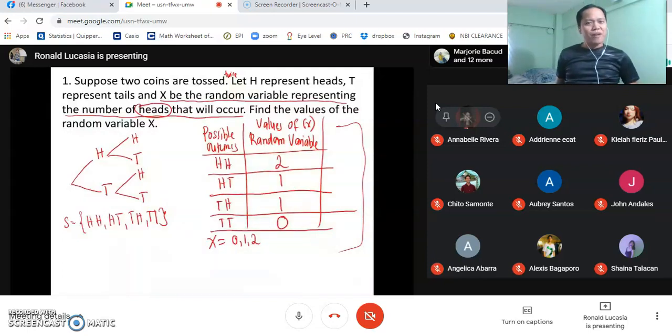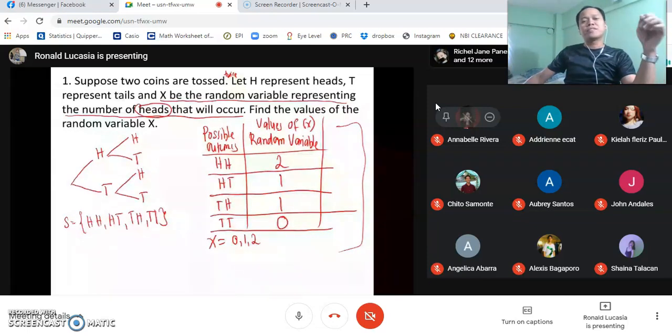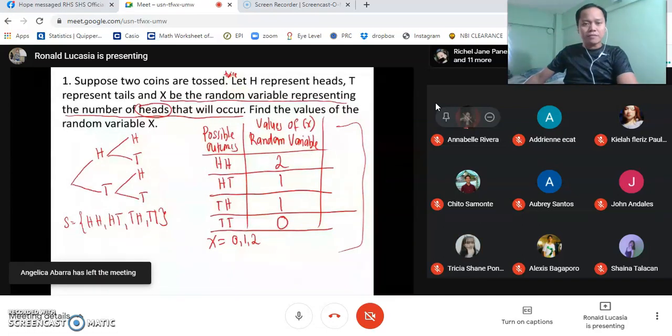Statistics is a prerequisite subject in the field of research 2, which is the practical research 2. Practical research 2 is about quantitative research.